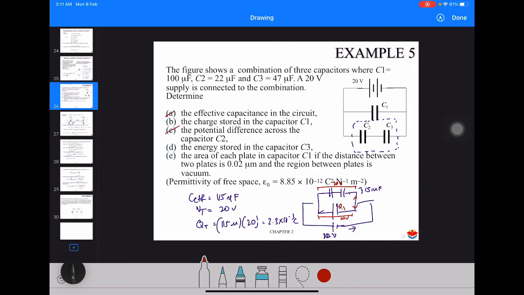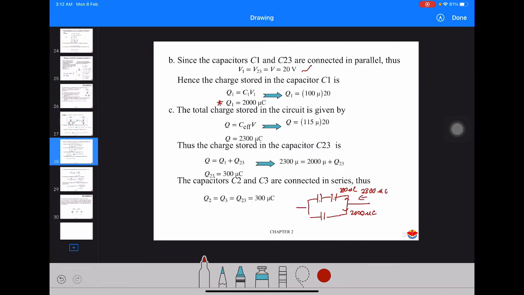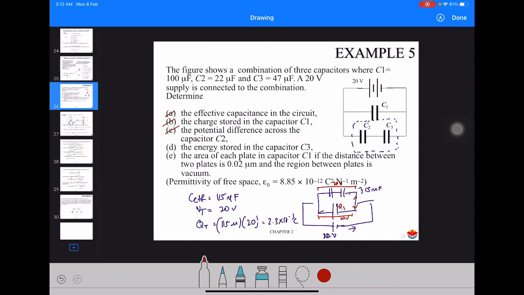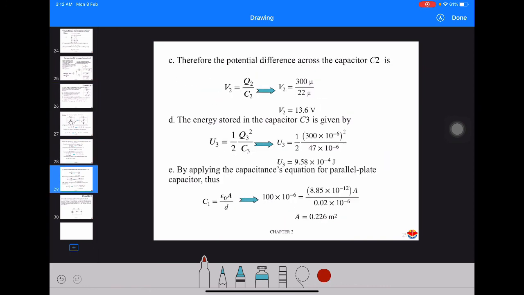Now we want to calculate the energy stored in capacitor C3. So this one is Q1. Charge stored is Q1. The energy stored, okay, this one we already answered that one, B. The energy stored in the capacitor C3, and then the area of each plate, the distance. Okay, the last part I'm going to ignore first because that one is from the last subtopic, so I'm not going to touch that one.